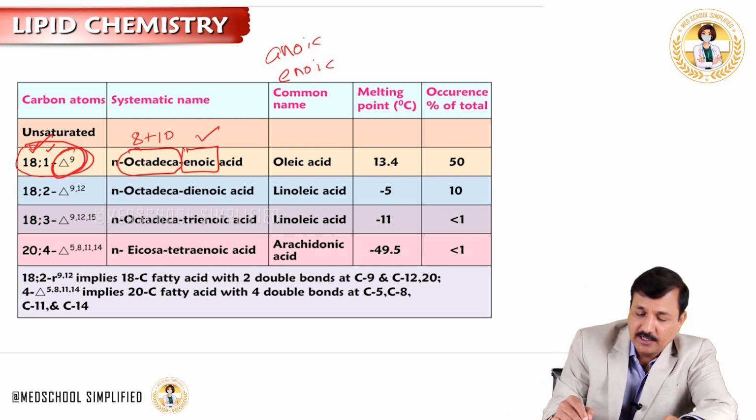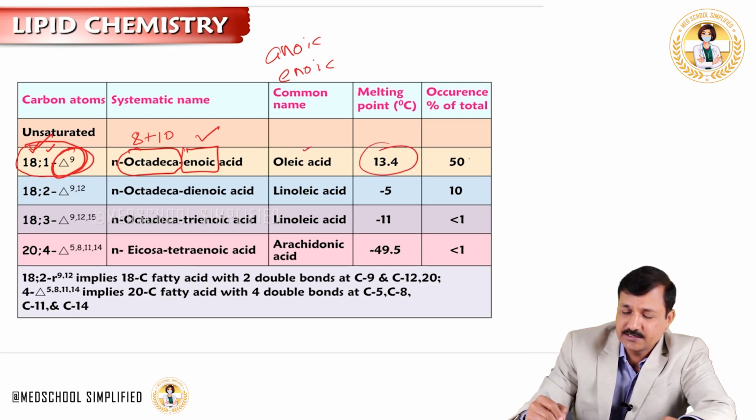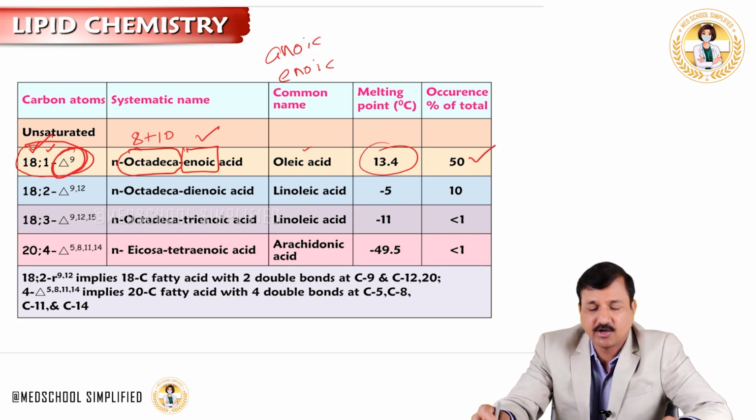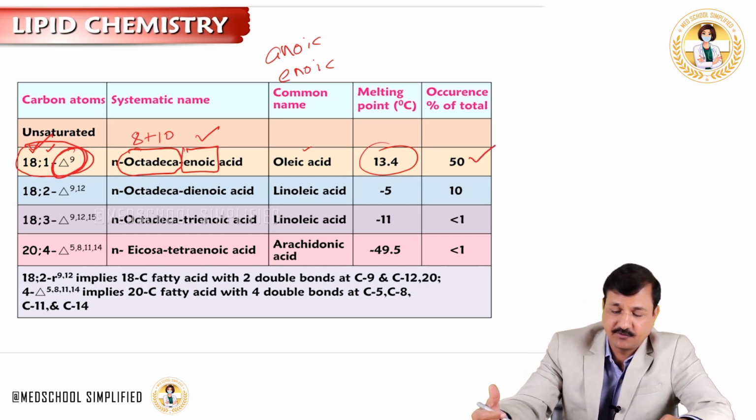So, the common name is oleic acid. Melting point is 13.4 and occurrence is 50%. Octadecenoic acid, oleic acid, 50% of total occurrence.